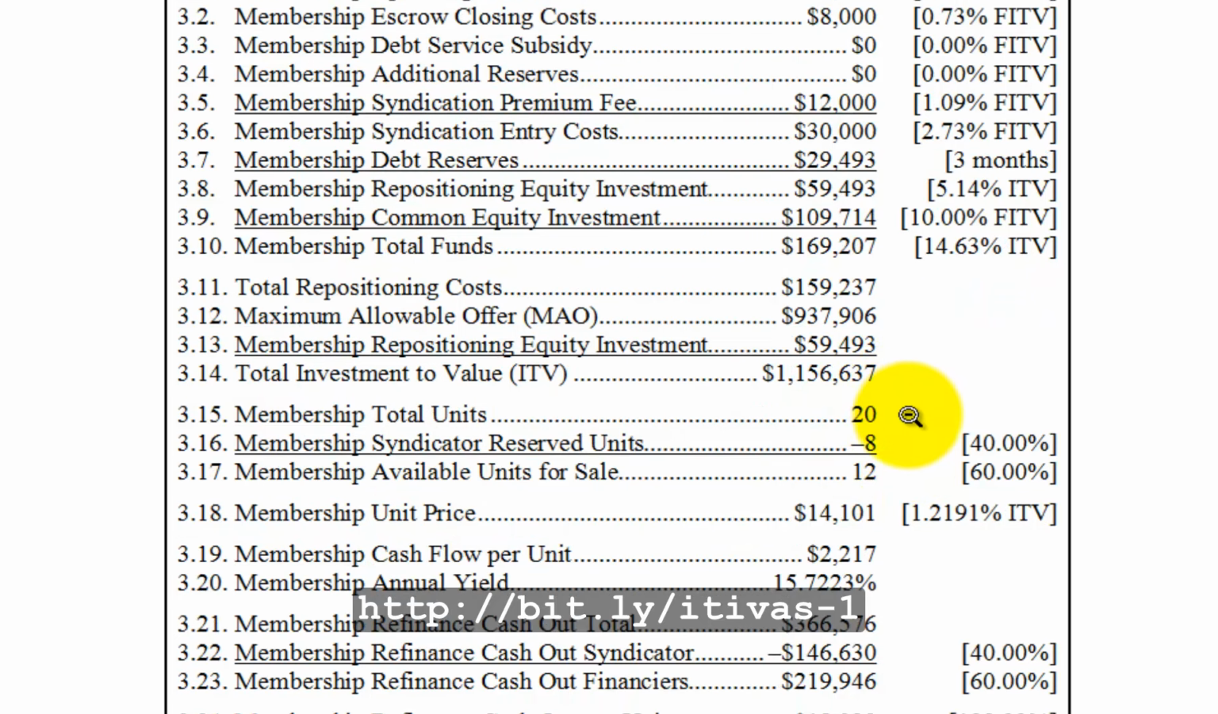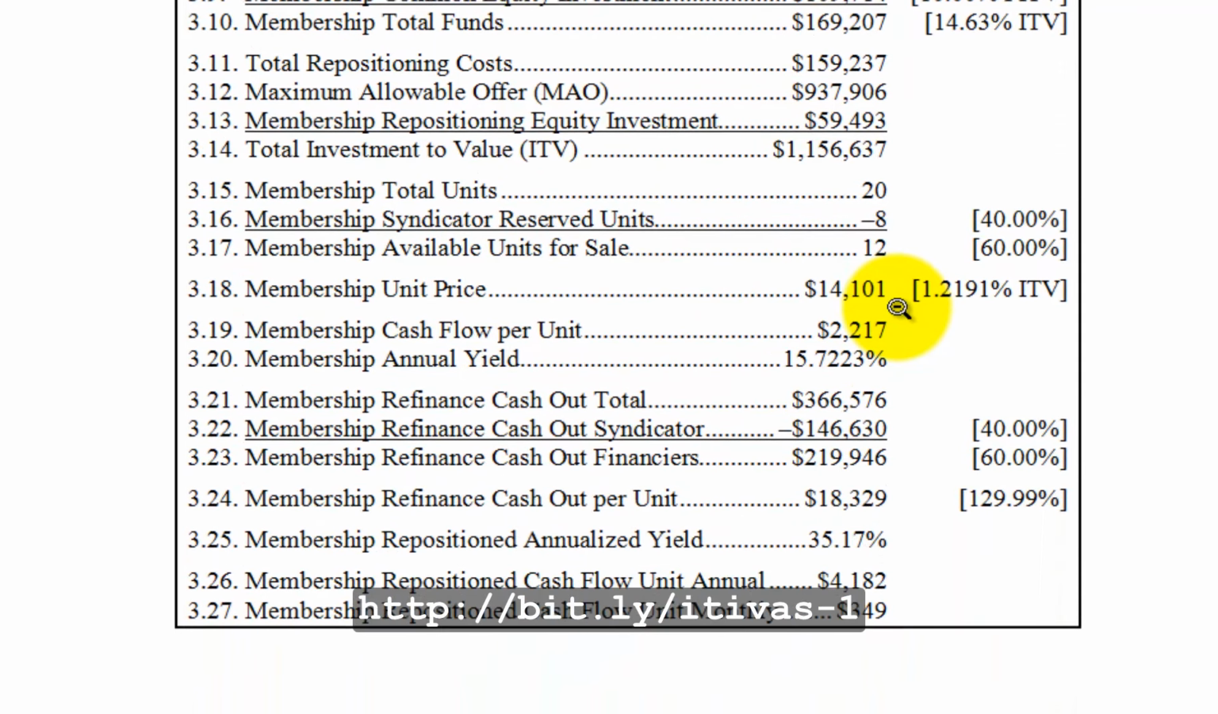We've set up the LLC to have 20 membership units, reserving 40%, that's 8 units, for the syndicator, and selling 12 units to our private financiers. The cost per unit is $14,101. That's 1.22% of the total investment to value.